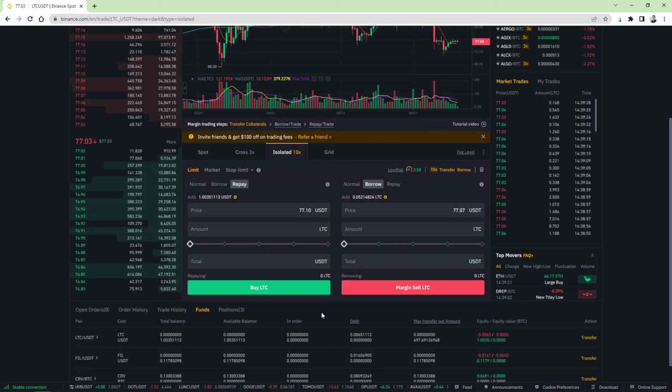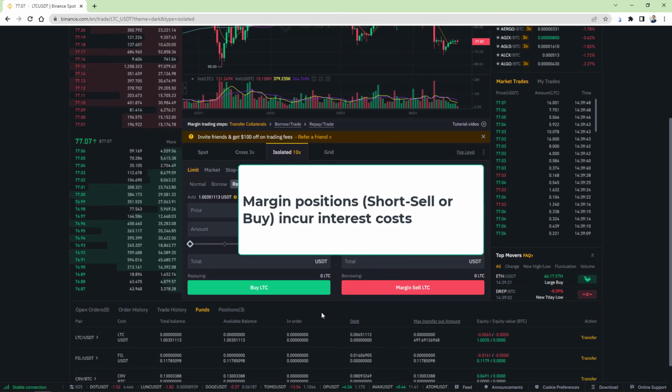Now keep in mind that these margin positions, you don't want to have them open for too long, meaning weeks, because there is some interest cost that Binance charges on borrowed assets. So these are positions that are okay to keep open for a few days, perhaps, maybe up to a week, until the trade assumption or the trade plays out.